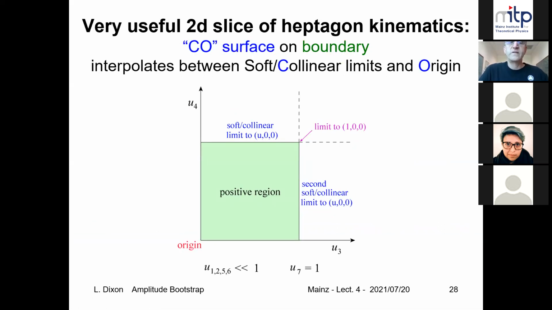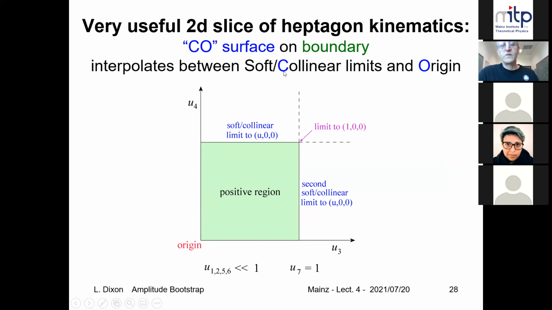Now, to go beyond the symbol and bootstrap full functions, it's useful to have some kind of a crutch where you can get around and move data about constants, because to get full functions out, you need constant information and you need to carry it from place to place. And there's a surface that Andy Liu and I found called the CO surface, which interpolates between various soft limits and also an interesting region called the origin.